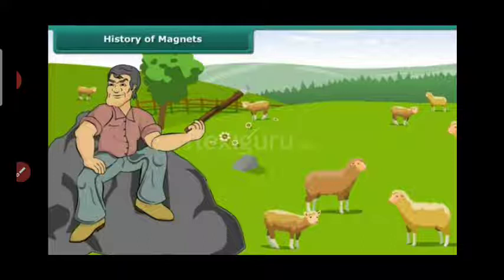So he had a stick, like normally we would have seen that shepherds have a stick when they take animals out for grazing. He found that his stick was attracted towards the stone. In fact, it stuck to the stone and it was difficult for him to take the stick back. He was thinking, why did it happen only with that particular stone and not with other stones in that area? Actually, the reason behind that is his stick had a small piece of iron attached at one end.